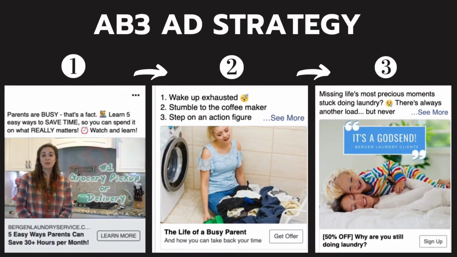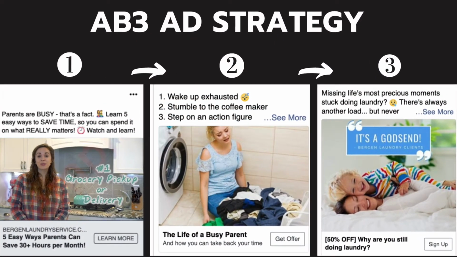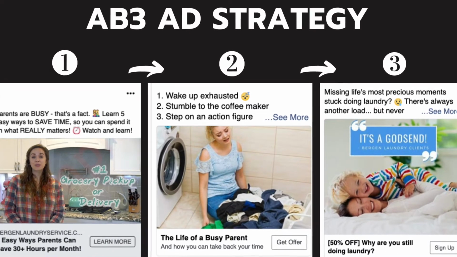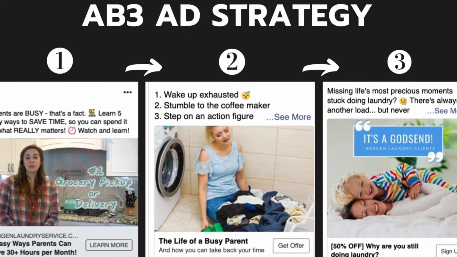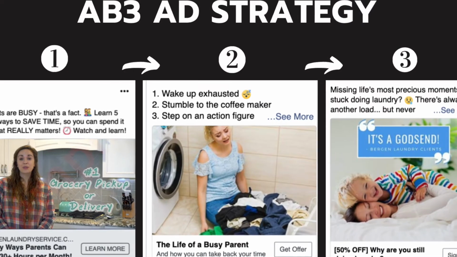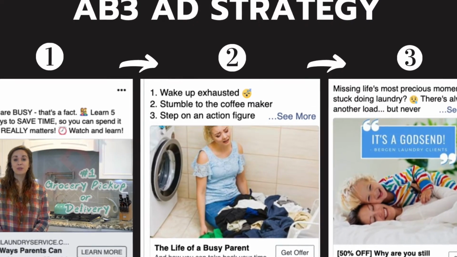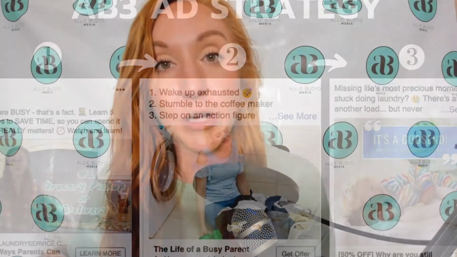We have level 1. This is going to be education, awareness, engagement. We have level 2. This is the offer. This is really where we're looking to convert. We have level 3, which is retargeting, which also focuses on converting, but it's with a much smaller and more defined audience. Each of those 3 levels has different ad objectives that work best with it. So once you understand the AB3 method, it makes choosing your Facebook and Instagram ad objectives so much easier.